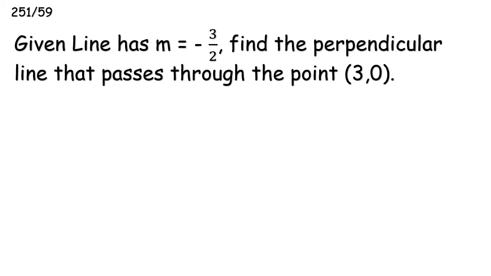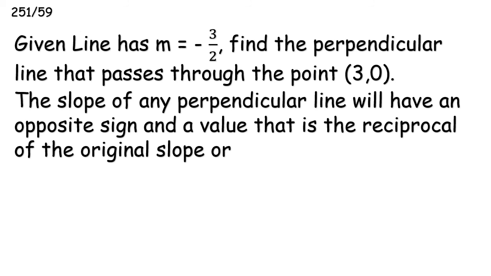This is problem 59 on page 251. You're given a line that has a slope of -3/2 and asked to find the perpendicular line that passes through the point (3, 0). The slope of any perpendicular line will have an opposite sign and a value that is the reciprocal of the original slope. In this case, since the original is -3/2, our perpendicular slope will be +2/3.